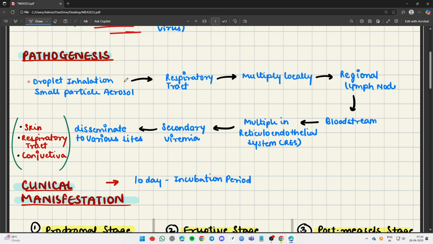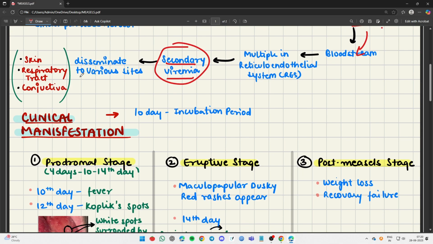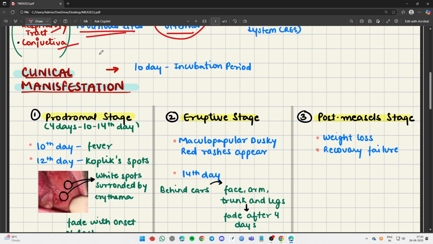The virus then goes to the respiratory tract where it multiplies locally, and then goes to the regional lymph node and then the bloodstream. From the bloodstream, the virus goes to the reticuloendothelial system, RES, in which it multiplies further and again comes into the bloodstream and causes secondary viremia, and then it disseminates to various sites such as skin, respiratory tract and conjunctiva.